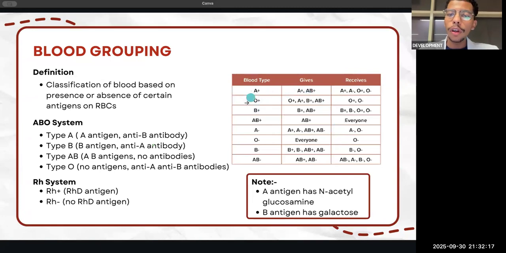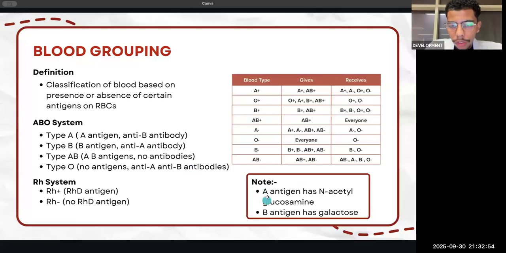Okay. Now we said O gives everyone. Now it gives everyone means including the negatives. But because we have O positive, that means it only gives everyone that has positive. However, since O gives everyone and negative gives everyone, that means O negative gives who? Everyone. But it can't take from anyone. It only receives from O negative. Why? Because O has antibodies against both A and B. So if you give someone with O negative blood any other type of blood, their body is likely to attack the blood that entered their system.